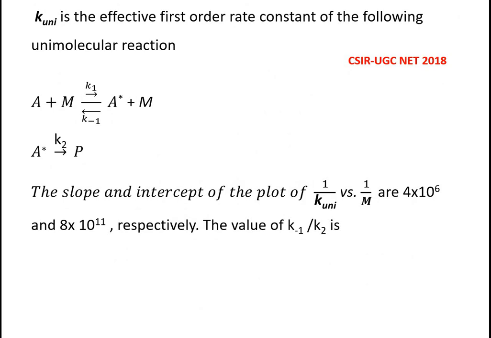Unimolecular. Okay. So we are going to talk about the Lindemann mechanism, a unimolecular reaction, where k uni is the effective first order rate constant. This is the kind of mechanism proposed by Lindemann, and the slope and intercept are given when the plot is 1 by k versus 1 by M. You have to find the value of the ratio k minus 1 by k2. Okay, so how can we solve this problem?